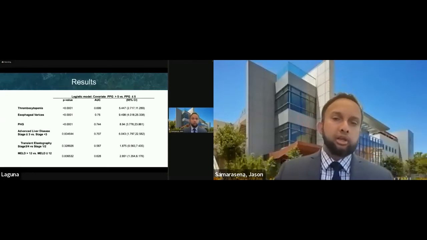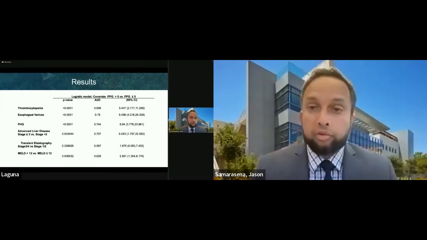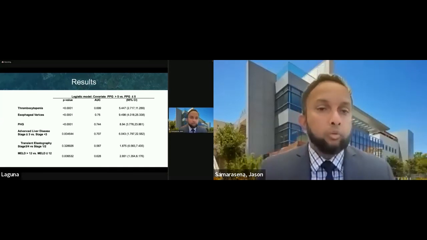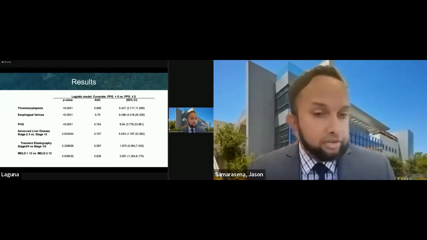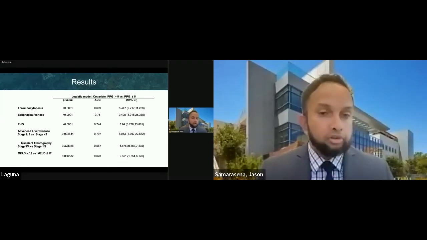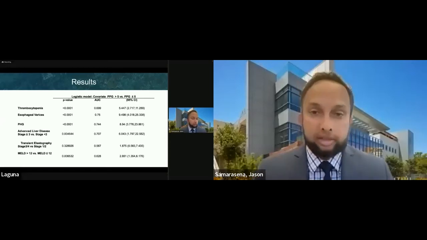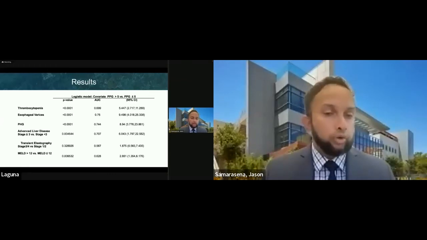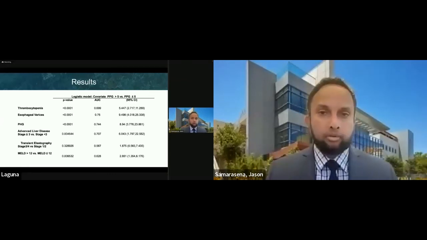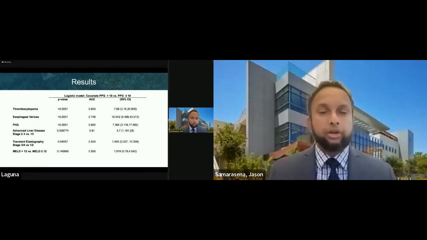When we looked at logistic regression, the values that were associated with higher PPGs greater than 5 were thrombocytopenia, esophageal varices, portal hypertensive gastropathy, advanced liver disease based on fibrosis scores on biopsy. Again, the transient elastography didn't fall into the model, and a MELD score greater than 12 did as well. And the same essentially was true for a portal pressure gradient greater than 10.